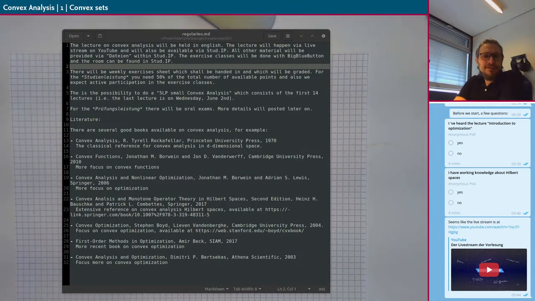So this one here is a little bit extended version of what I uploaded also to StudIP. You just went through the first two paragraphs more or less. The next thing are the first three. So that's in the Prüfungsleistung. There will be oral exams, and more details will be posted later. You know that it's not really foreseeable under what circumstances we can have oral exams in summer. Let's see what's going to happen. We'll find a way, one way or another.